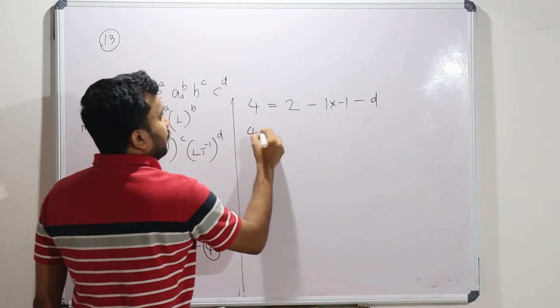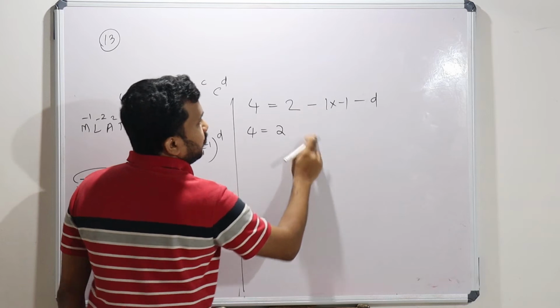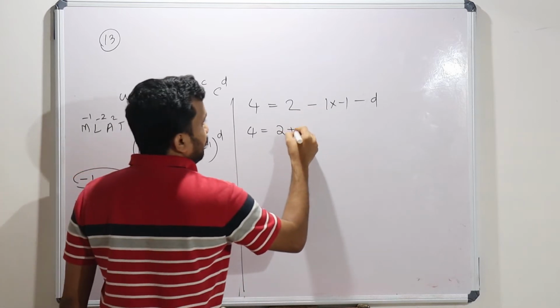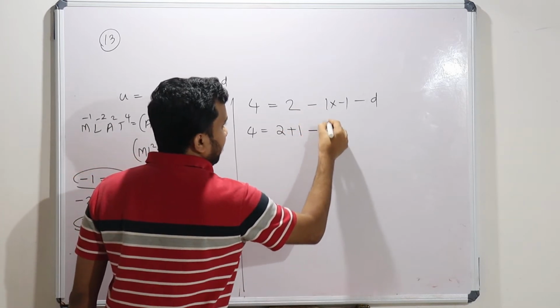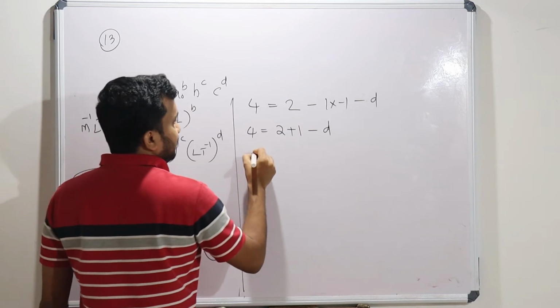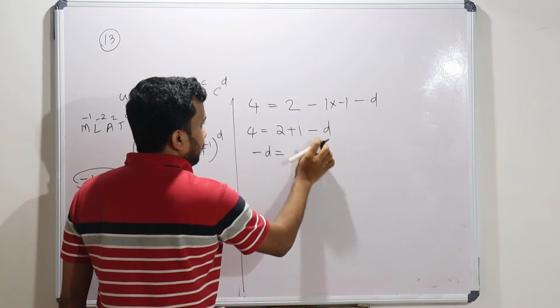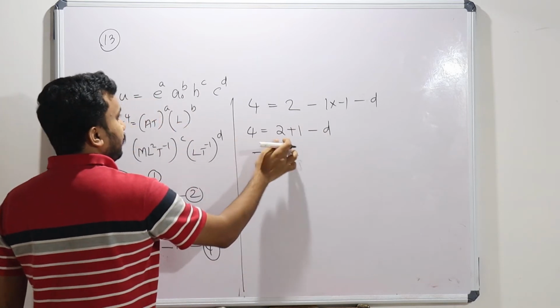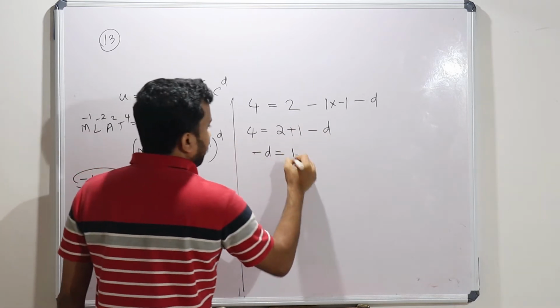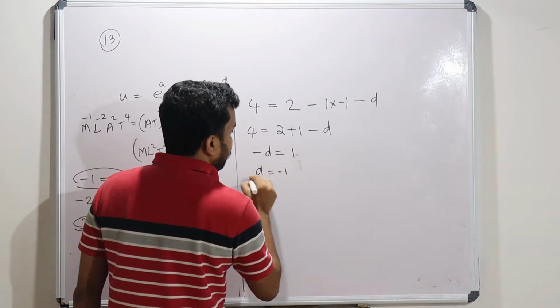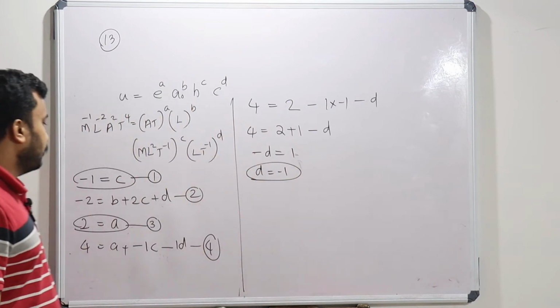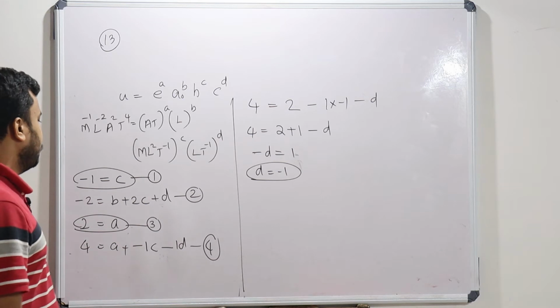So 4 equal to, it is -1 into -1 means 1. So 2 plus 1 minus D. So this is 3 will come. So minus D will be equal to 3. Sorry, D will be equal to 3 will go to LHS. So 4 minus 3 means 1. Which means D equal to -1. We got it. So we got A, D, C. Next we need to get B.